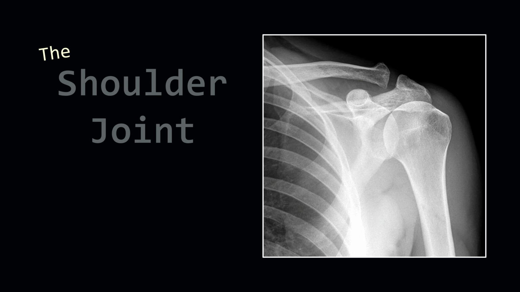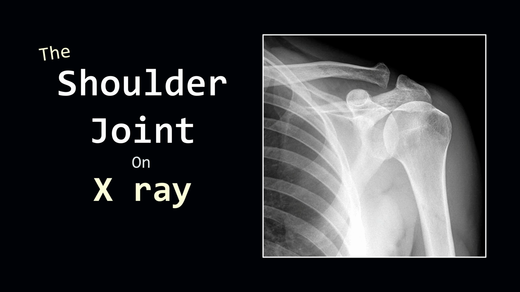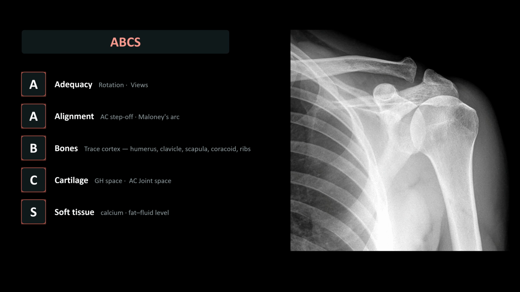Let's talk about the shoulder joint on X-ray. When looking at any X-ray, follow this ABCS framework, meaning look for the adequacy, if there's any rotation or any other views available, the alignment of all the joints and bones, trace the cortex of each bone and look for any fractures, look at the cartilage or the joint spaces and the soft tissues.